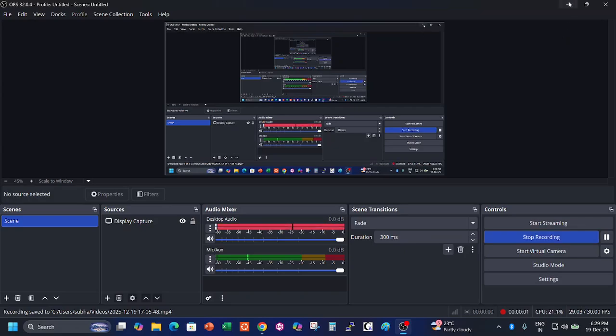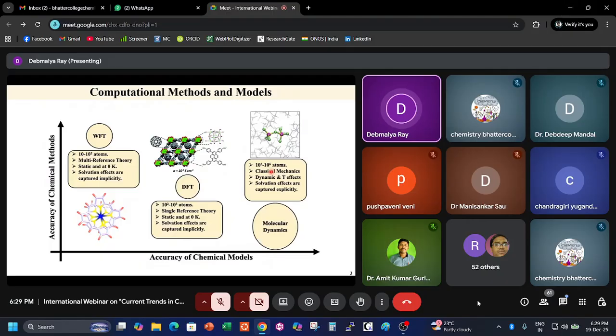You can also do classical mechanics or ab initio molecular dynamics type of simulation, which actually captures both the dynamics and temperature effect, and solvent effects are also captured explicitly in molecular dynamics simulation. Now, there is another problem with DFT, which is that it is a single reference theory method. That means you basically take care of one Slater determinant for the electronic configuration of the ions. But for transition metals or lanthanides and actinides, that is not sufficient.